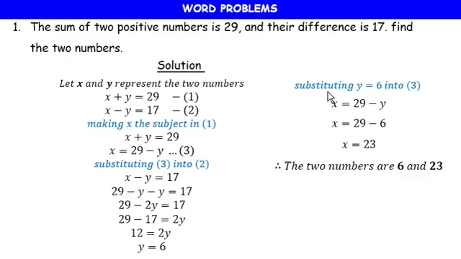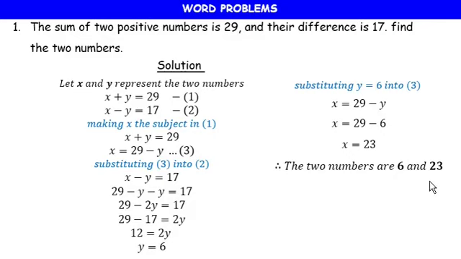So you simply substitute y is equal to 6 into equation 3 or into any of the other equations, right? So x is equal to 29 minus y. That is our equation 3. So wherever we see y, we are going to put 6 in place of y. So x is equal to 29 minus 6, and 29 minus 6 gives us 23. Therefore, x is 23. So our two numbers here are 6 and 23.